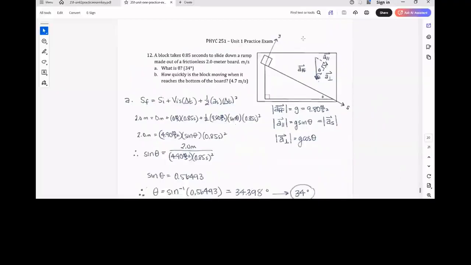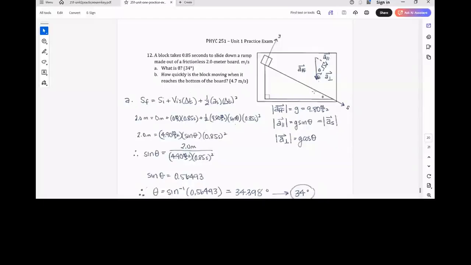All right, I flipped back to the Unit 1 practice exam because this problem that we're solving now is actually based on a scenario that we studied previously. We had a block whose mass we didn't know, but we knew it took 0.85 seconds to get down to the bottom of this 2.0 meter board, but it was frictionless, and we knew that we could use kinematic equations to figure out what the inclination angle is, 34 degrees.